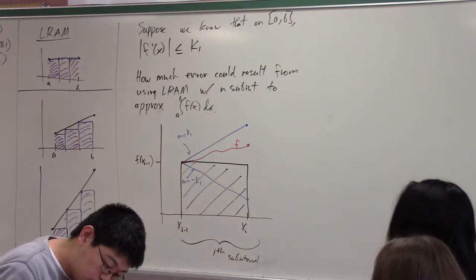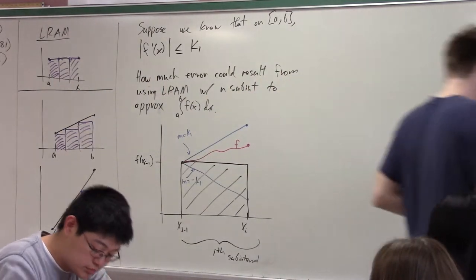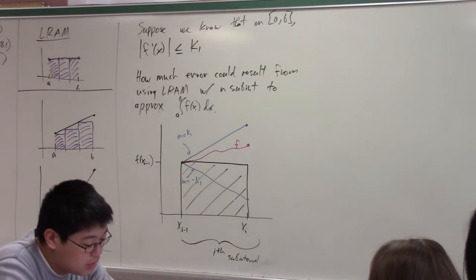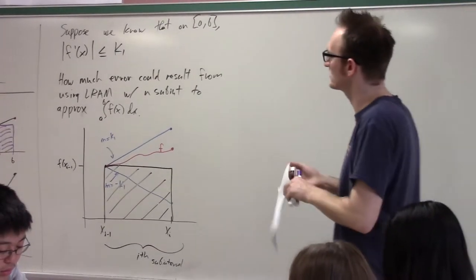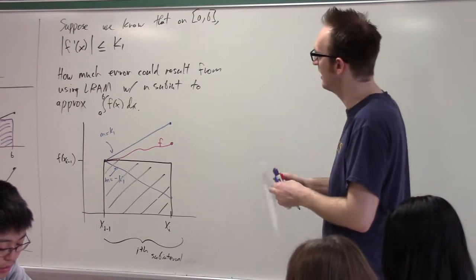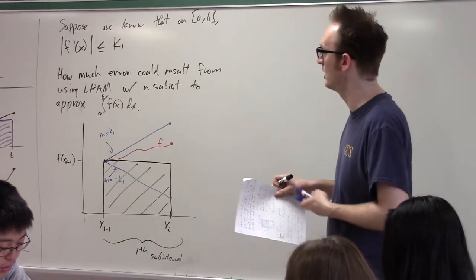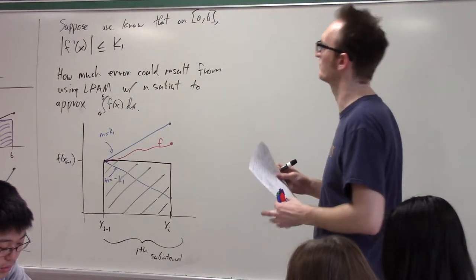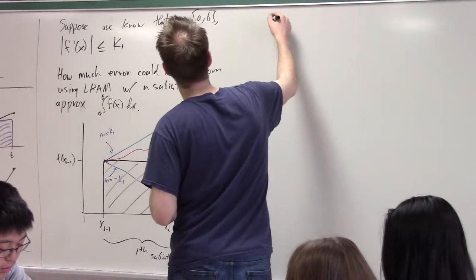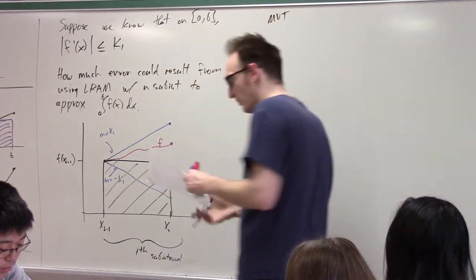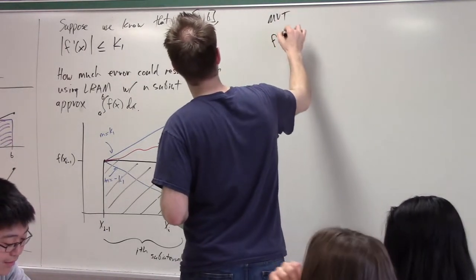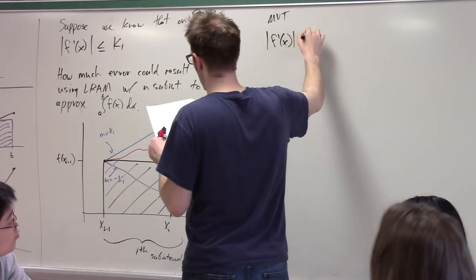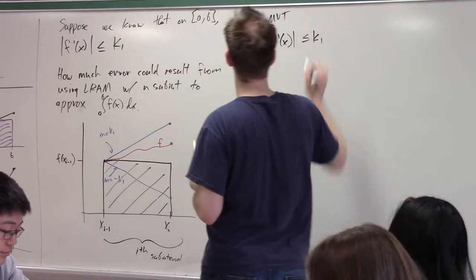And this is going to be some kind of a mean value theorem conversation, because the mean value theorem is sort of the theorem that tells me how much a function can grow based on its derivative. So the mean value theorem is going to be relevant. And what we're basically going to do, so here's what I know. I know that the size of the derivative is less than or equal to k1.